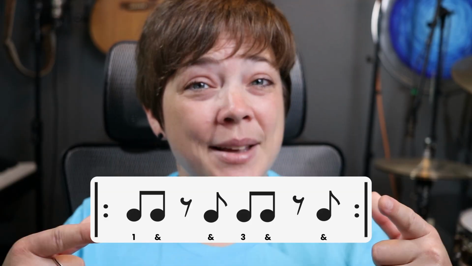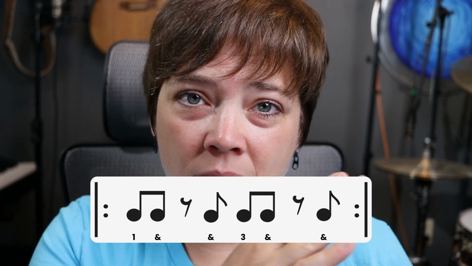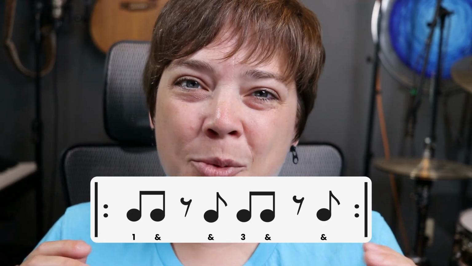Let's take a look at an example. In this rhythm, we've got the rhythm 1 and 3 and. You see we've got a couple of eighth rests in there and several eighth notes, but if you add all of them up, we have the equivalent of 8 eighths, which makes 4 beats, which makes 1 whole measure.